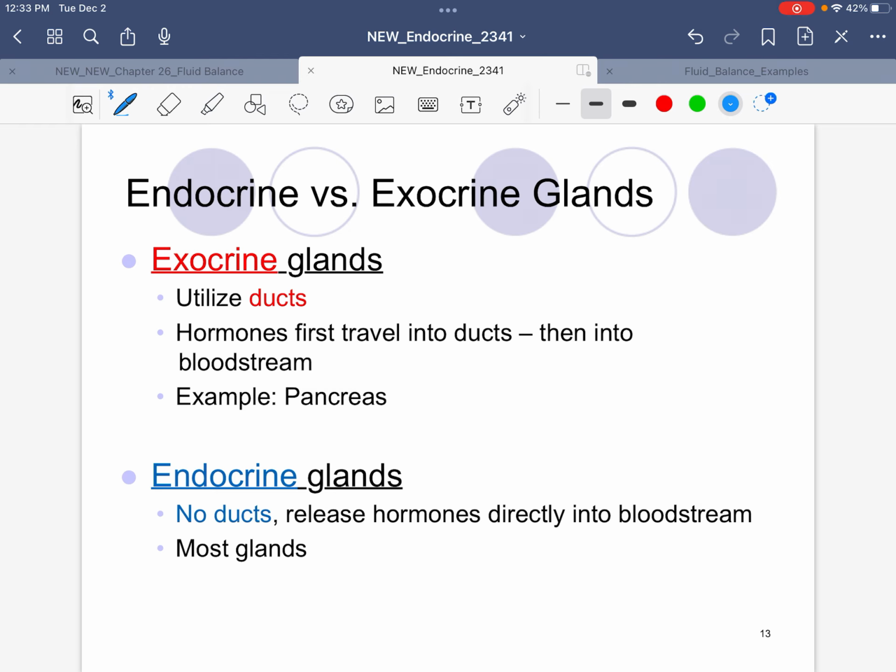Okay. We have two main types of glands, exocrine and endocrine. Most of our glands are exocrine. So this is most common.